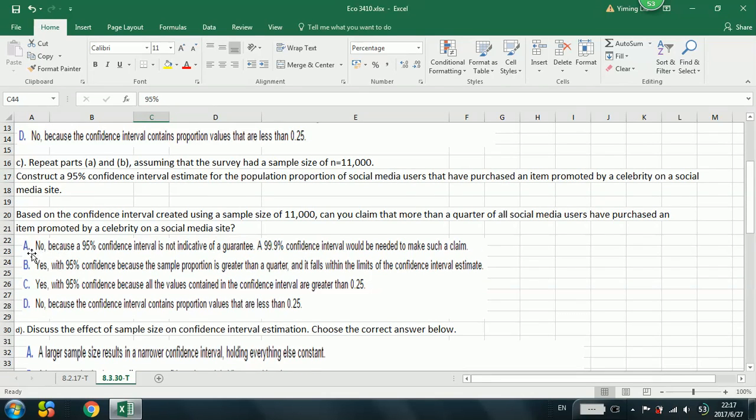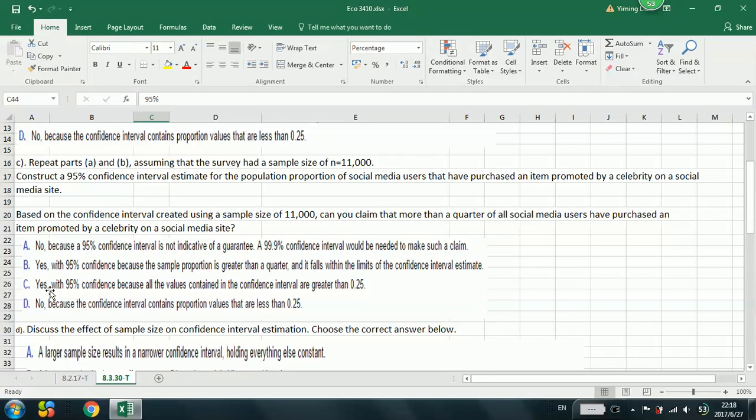So let's take a look at all those choices here. For choice A, no, because a 95% confidence interval is not indicative of a guarantee, and a 99.9% confidence interval would be needed to make such a claim. This is not correct, and the reason has been given above. For choice B, yes, with 95% confidence because the sample proportion is greater than a quarter and it falls within the limits of the confidence interval estimate. This is also not correct, and the reason is the same as given above.